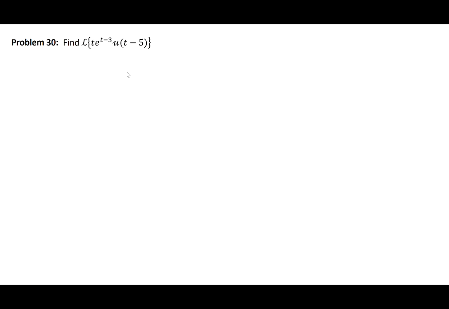What does it look like? Does it look like f of t, u of t minus a? Yep. We know a is 5, e to the 5s times Laplace of, this is f of t, and so we need to figure out f of t plus 5. So let's do that.